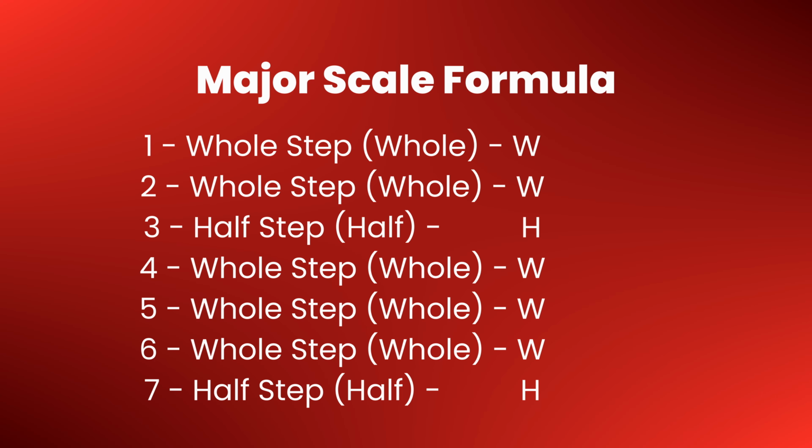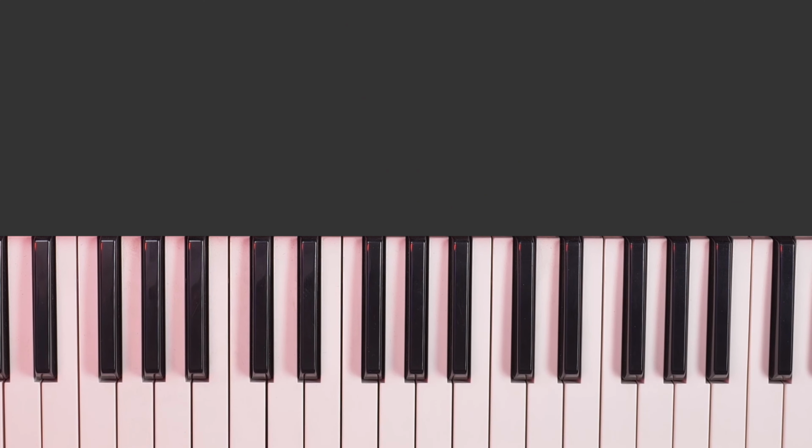Okay, so now let's get back here. As I told you, I played the C major scale. The formula for that is whole, whole, half, whole, whole, whole, half. Just write it right now. It'll all make sense when I explain it to you. So whole, whole, half, whole, whole, whole, half. I'll also show it to you on screen.